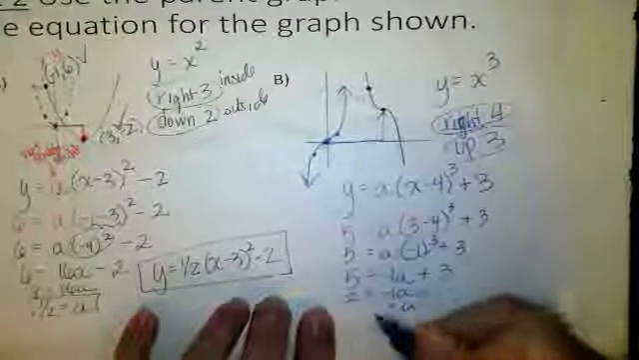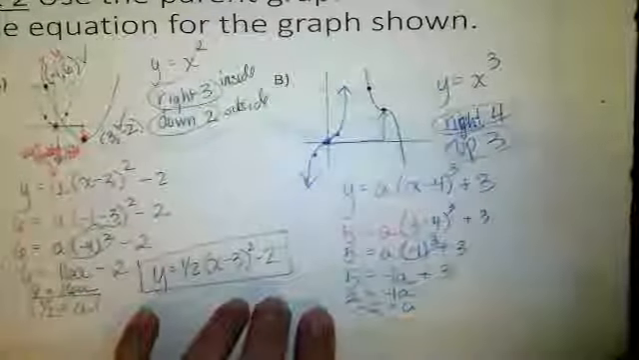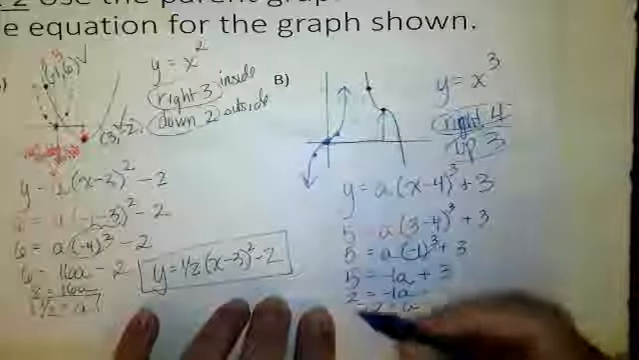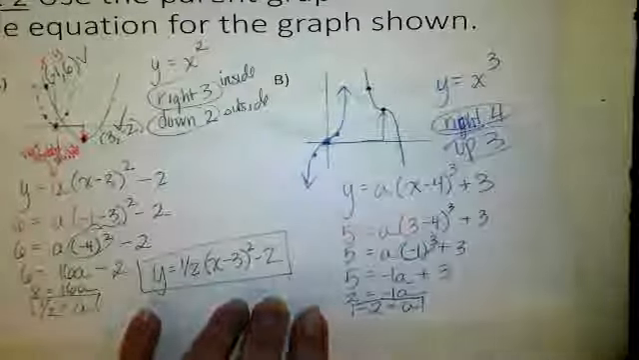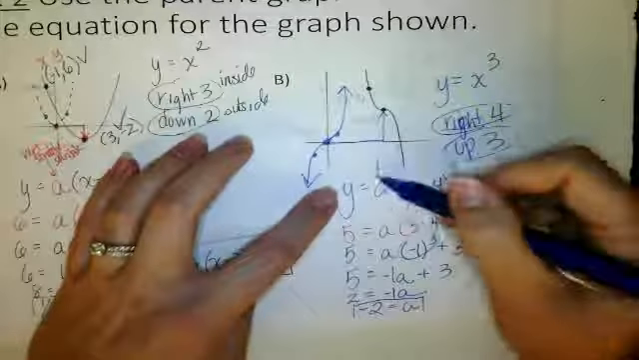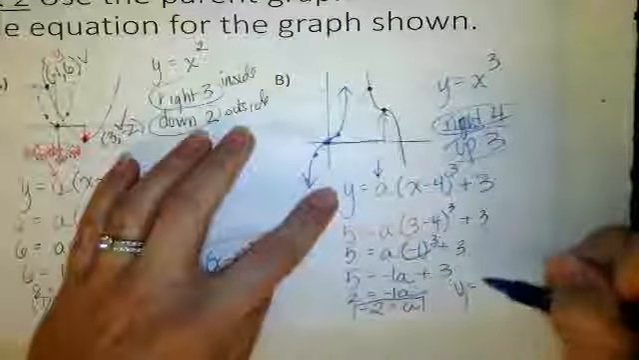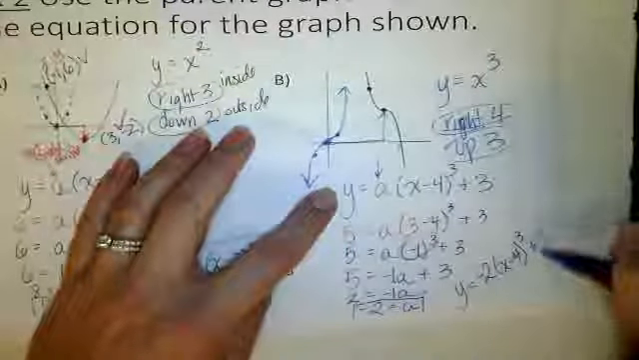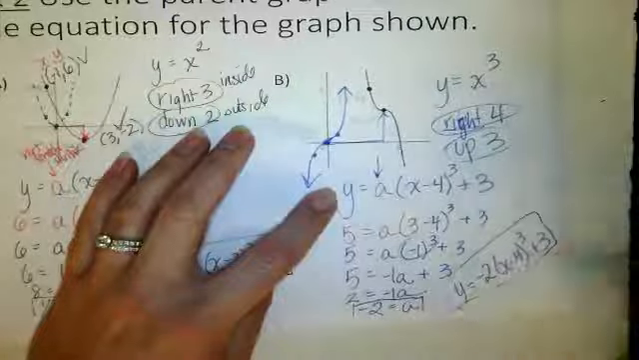What's A? -2. Are we done? No. Plug it back in, in place of A. Y equals -2 times X minus 4 cubed plus 3.